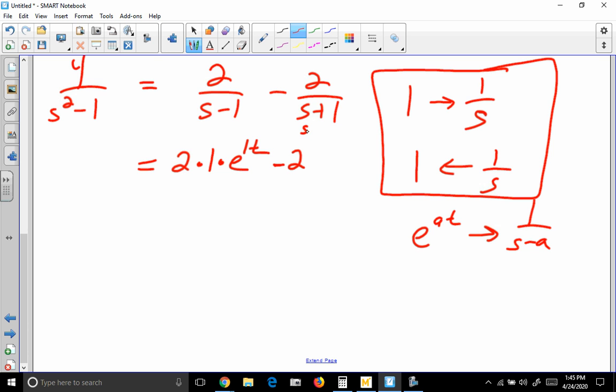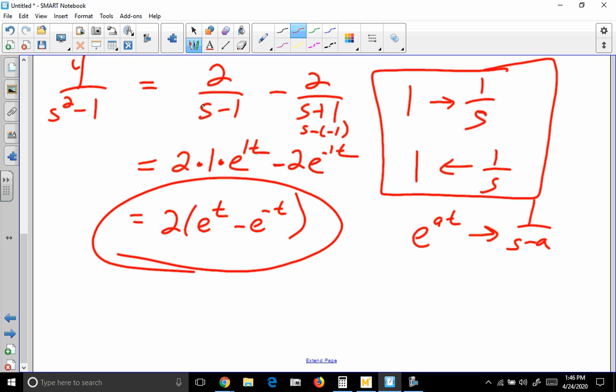If this is s minus a, a would be -1. So if it's s minus a, that goes back to e to the at. So we have 2 e to the t minus 2 e to the minus t. So to get to that point, remember, we had to do partial fractions.